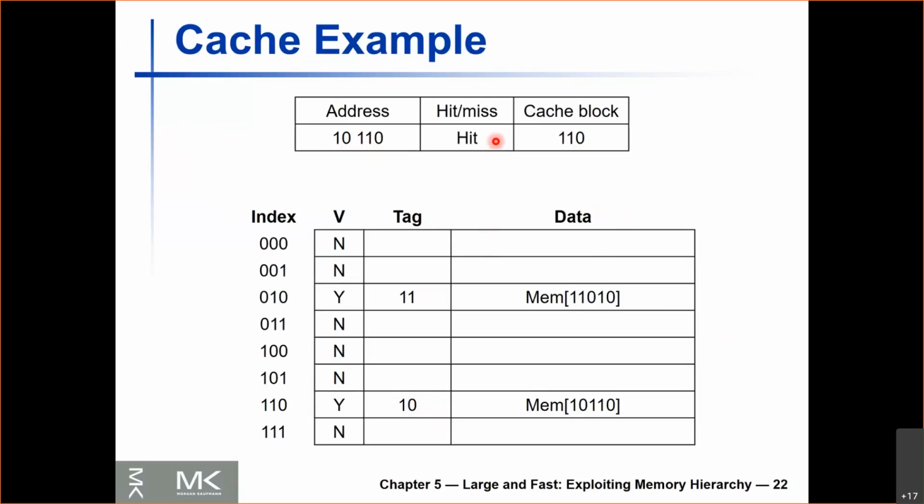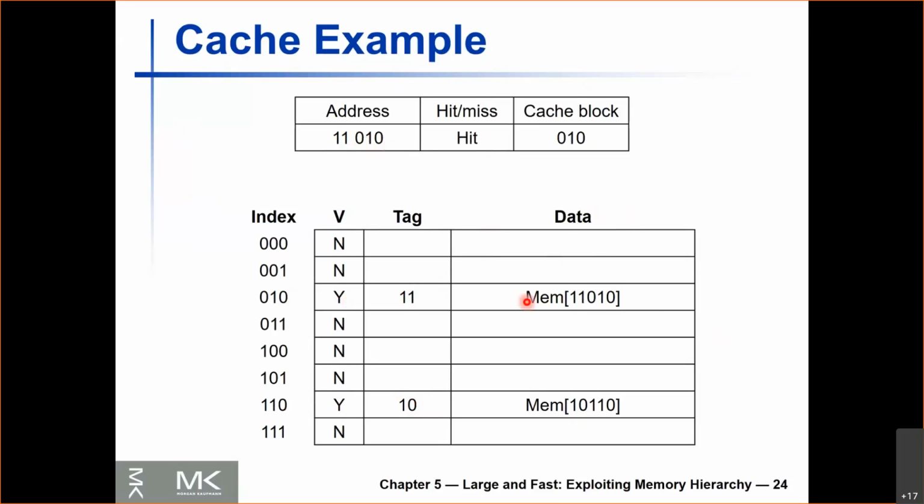Now another access comes along, 11010. Where does this map to? Which index? 010. Are the tags the same? First of all, is it valid? Yes, it's valid. Are the tags the same? Yes, the tags are the same. And therefore, I have a hit.